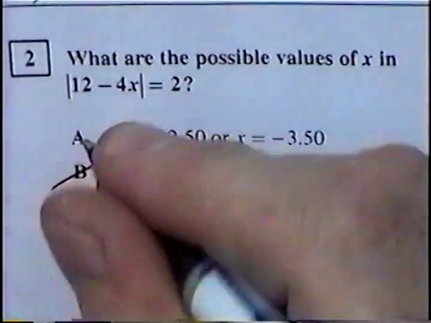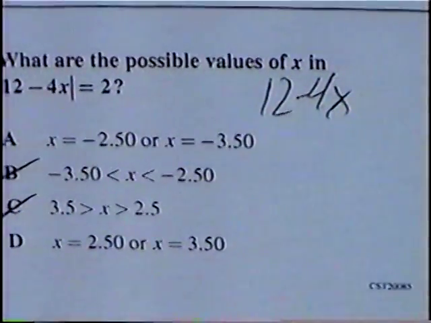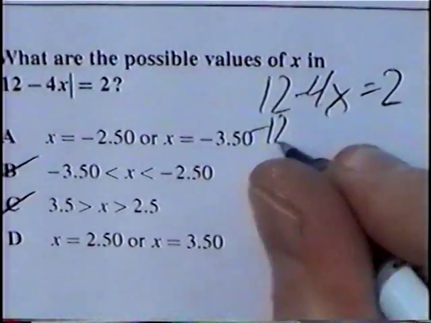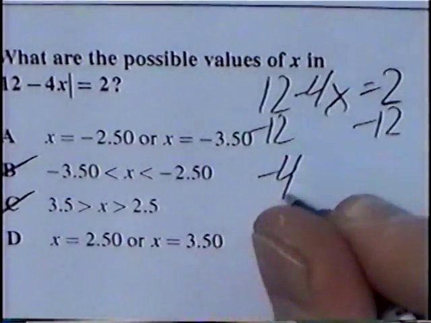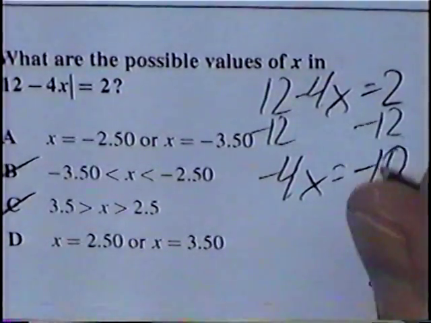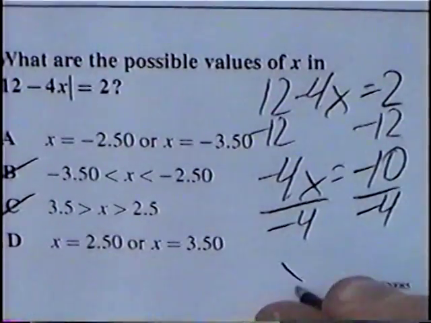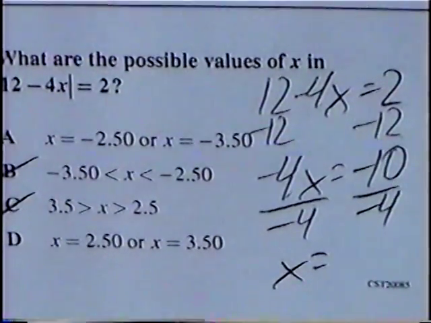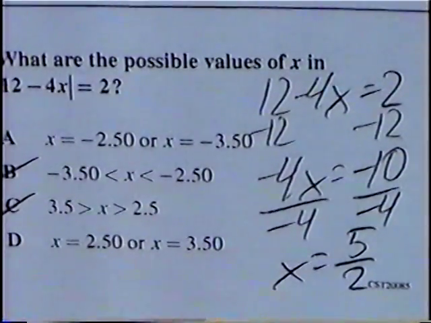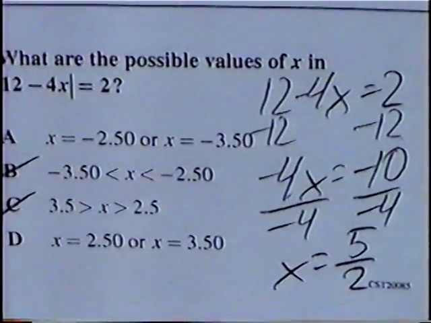Solving the first equation, taking the absolute values off, we'll have 12 minus 4x is equal to 2. Subtracting 12 on both sides, negative 4x equals 2 minus 12 would be negative 10. And dividing by negative 4, we'll have the first answer, negative 10 divided by 4 would reduce to positive 5 over 2. 5 over 2 as a decimal would be the same as 2.5.